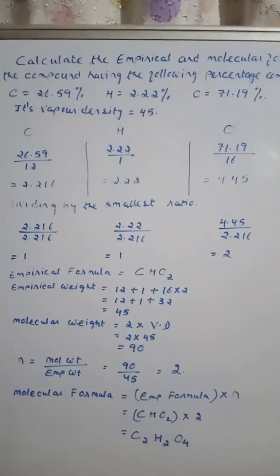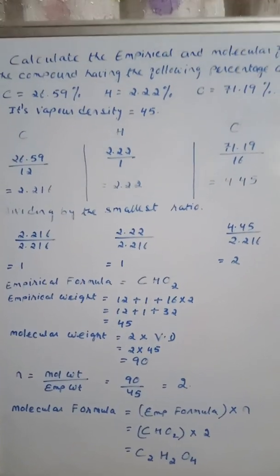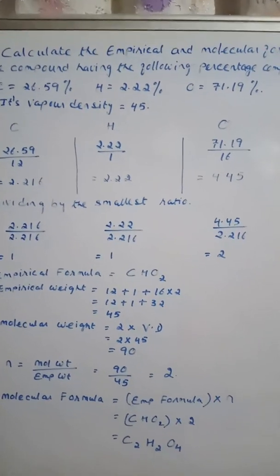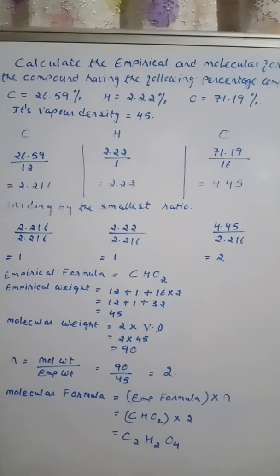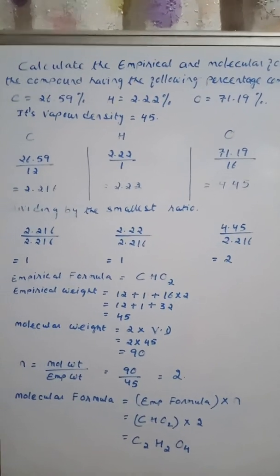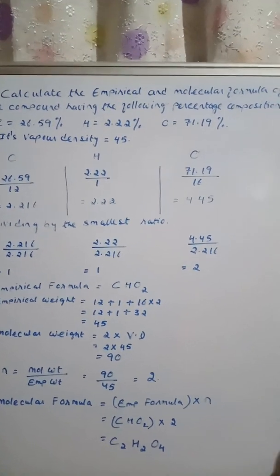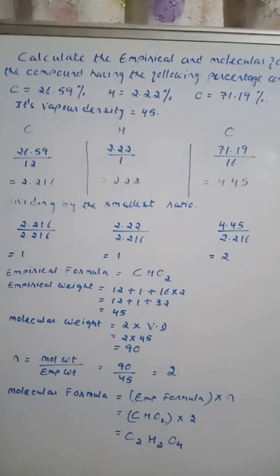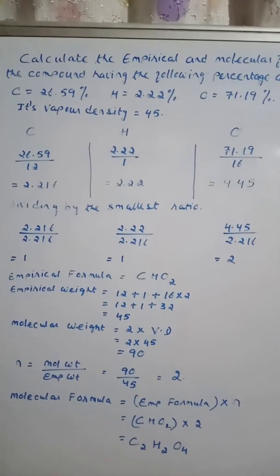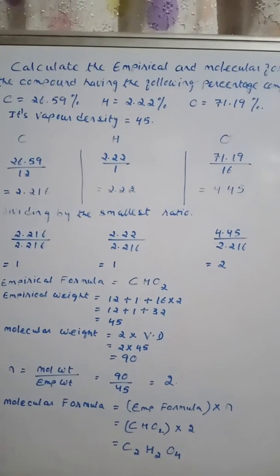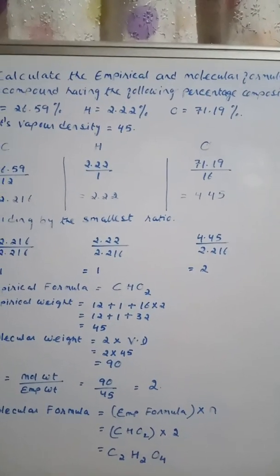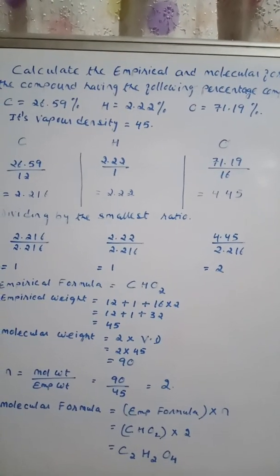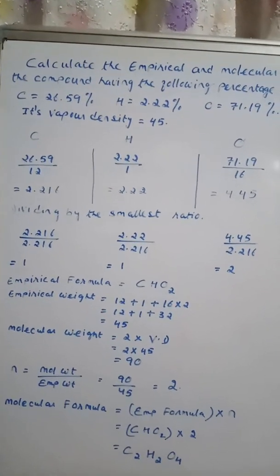Okay, students, this is a problem where you need to calculate the empirical and the molecular formula of a compound. So we have a question over here: Calculate the empirical and molecular formula of a compound having the following percentage composition. As you can see, the percentage of carbon is 26.59, hydrogen is 2.22%, and oxygen is 71.19%. Its vapor density is given as 45.